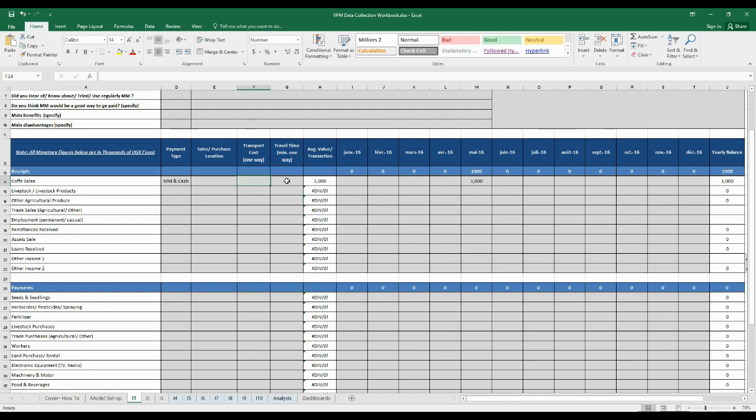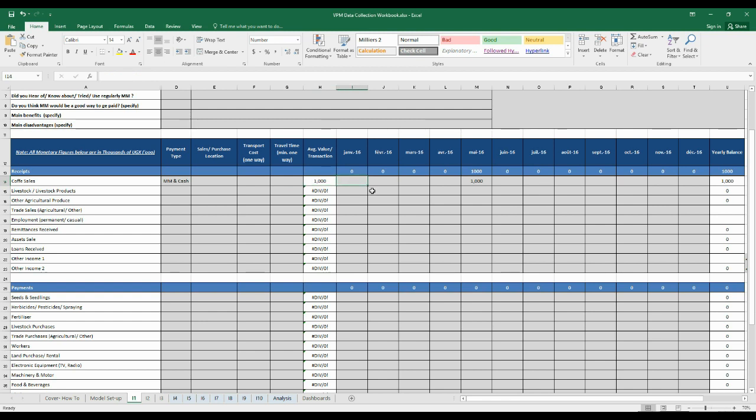So travel time is next. How long does it take you to get there? You can put that in minutes. Then you have the average value per transaction. This is a white cell, so that's a formula here that you don't have to input anything.